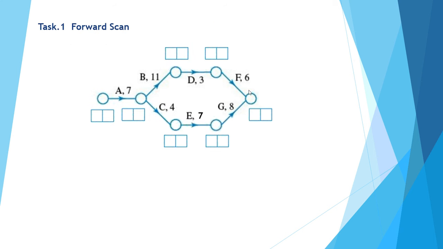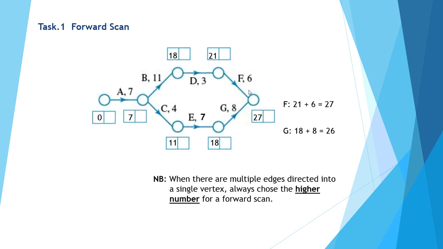So first of all, forward scanning. 0 plus 7 gives me 7, plus 4 gives me 11, plus 7 gives me 18, plus 8 would give me 26. Taking the other path, I've got 0 plus 7 gives me 7, plus activity B of 11 gives me 18, activity D of 3 gives me 21, activity F of 6 gives me a total of 27. On forward scanning, activity F gives me a total of 27, activity G gives me a total of 26.